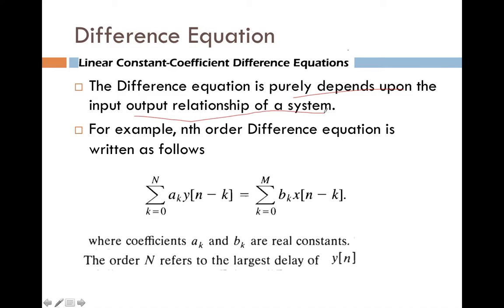This linear constant coefficient difference equation depends purely on the input-output relationship of the system. I told you that x of n is the input and y of n is the output, and this equation is mainly used to give the relationship of the system. For example, the Nth order difference equation is given here.